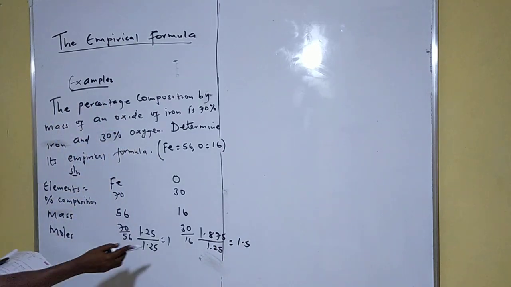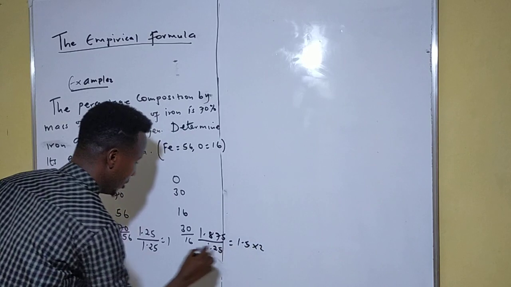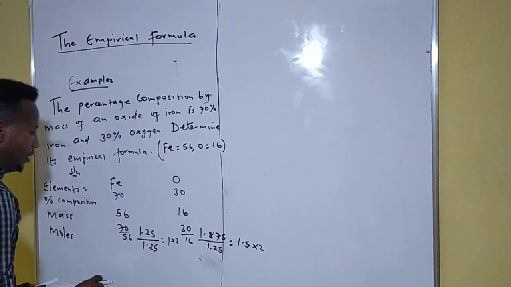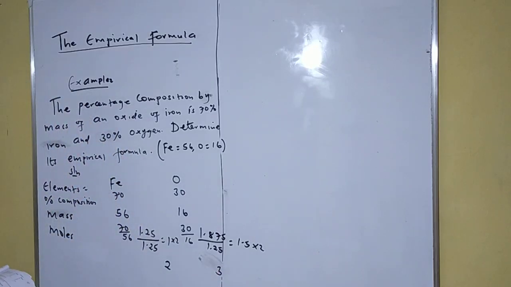Okay, so now you cannot run off. The moment you have 0.5, say 10 is 2 here, 10 is also 2 here. So that will give us what? Here 2, there 3.